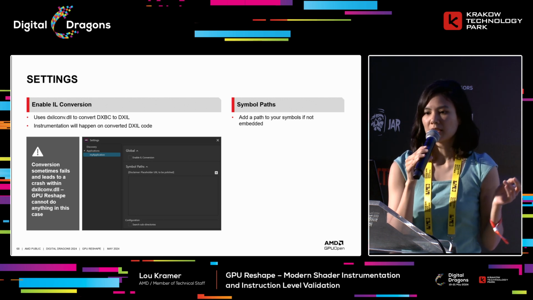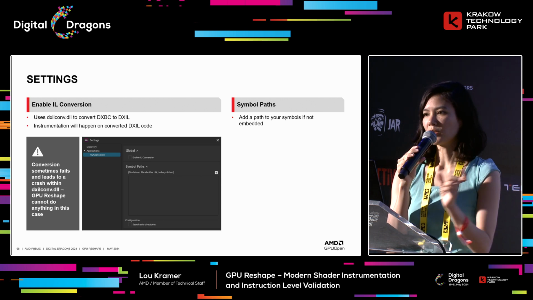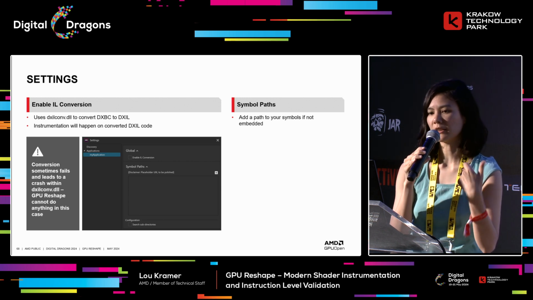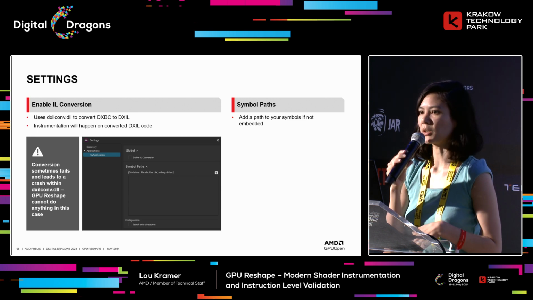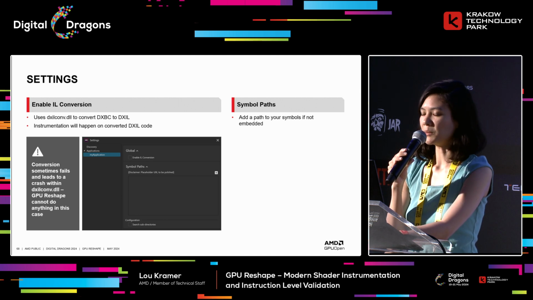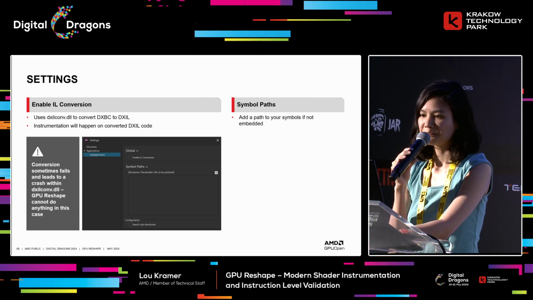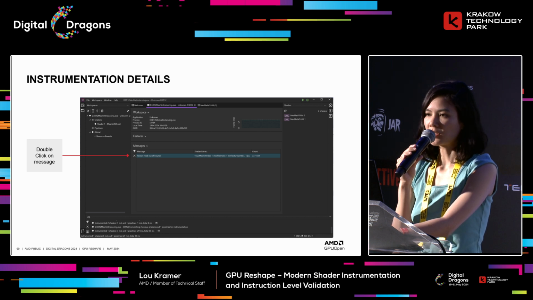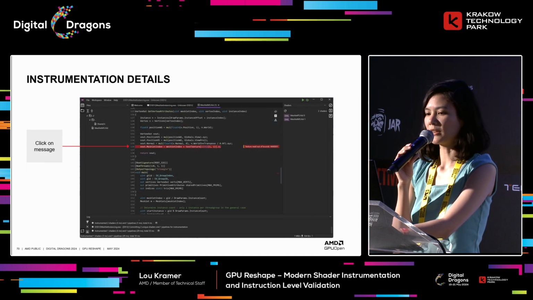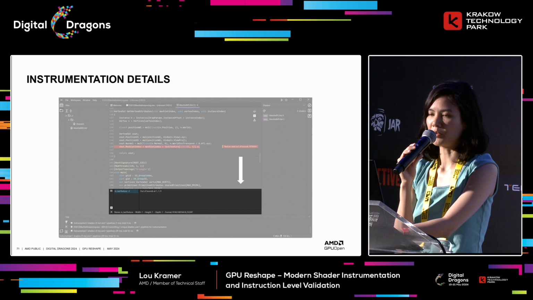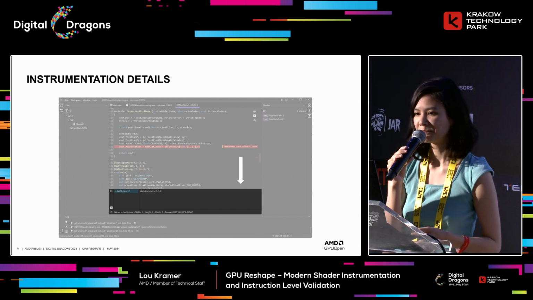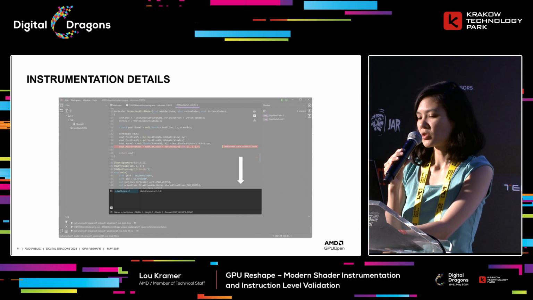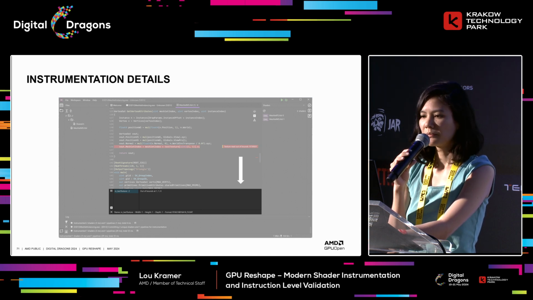Here, you might have seen in this screenshot as well, you can also set the symbol path. So if you have external PDBs, this is also where you can set the path, so GPU Reshape can find them, in case the PDBs are not embedded in your application. And then once instrumented, if you want to get details, you just double-click on the message, and then you click on the message here once again to get further information if available. So that's very broadly how you use GPU Reshape. Really, there's nothing more to it.